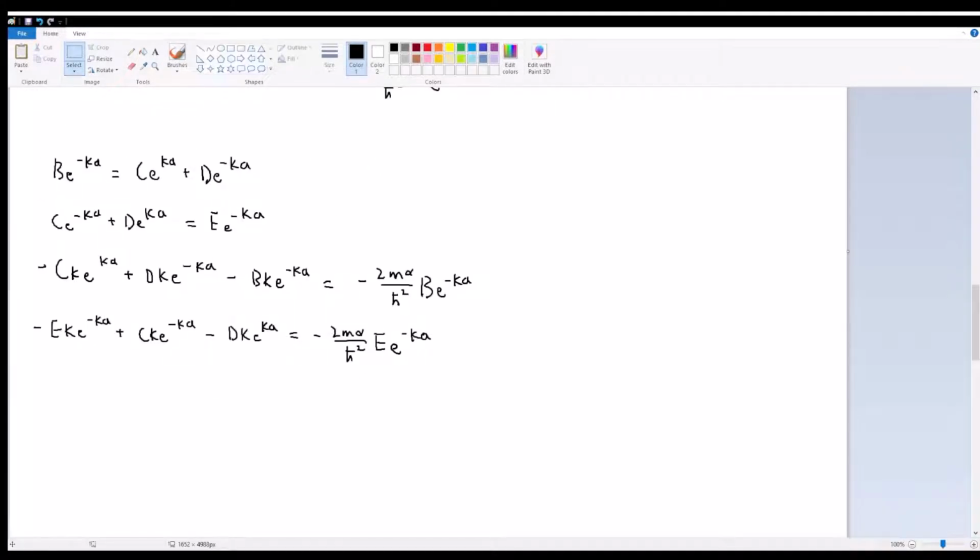And next, we're going to solve this system of four equations for our four variables, because we have b, c, d, and E, which is four variables, and we have four equations. It's kind of tedious, but we just have to plug and chug our way through this. So we will do that now.